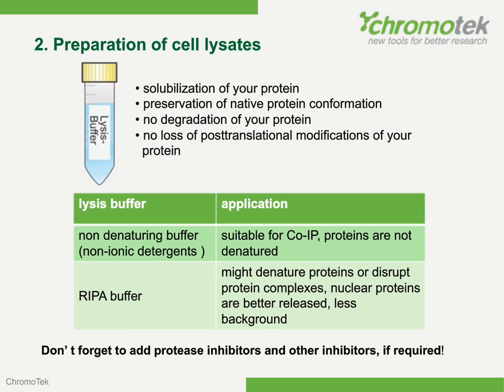After choosing the antibody and coupling it to a matrix, you need to prepare your cell lysate. During lysis, you want to solubilize your protein, otherwise you can't do an IP. Ideally, your protein is kept in its native conformation, and for sure you don't want to have protein degradation. And you also don't want to lose your post-translational modifications if you're interested in them.